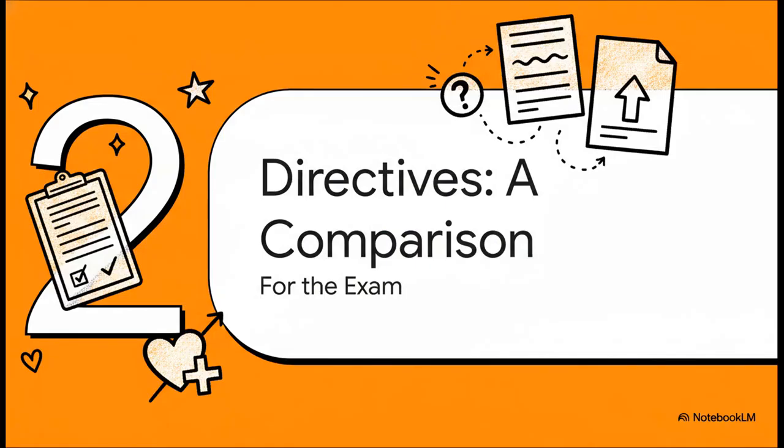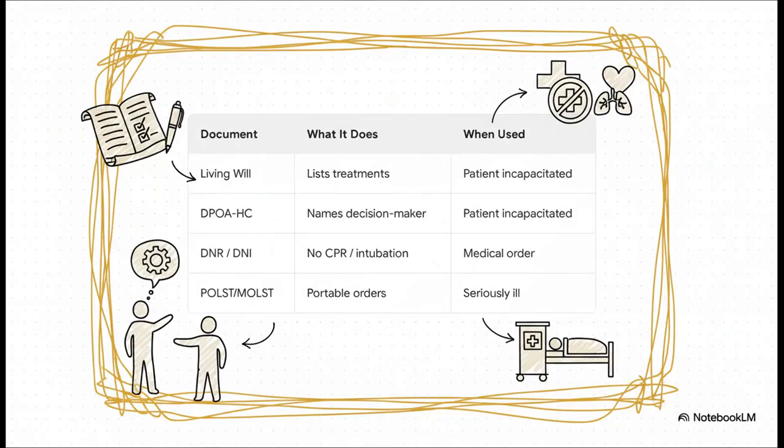Okay, you've got the basics down. Now let's move into an area that the NCLEX absolutely loves to test. Can you tell the difference between all these documents? Let's break it down. So let's look at this chart. The living will, like we said, lists treatments. The durable power of attorney for healthcare, or DPOA-HC, that one names a person. See the difference? Both of them kick in when the patient is incapacitated.